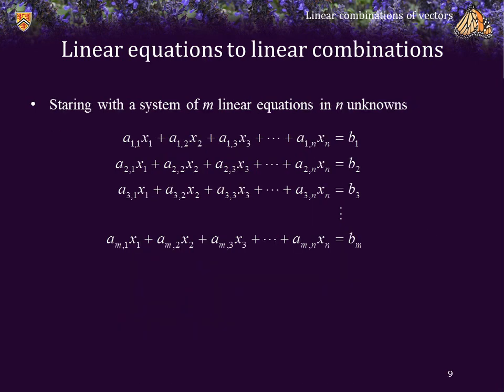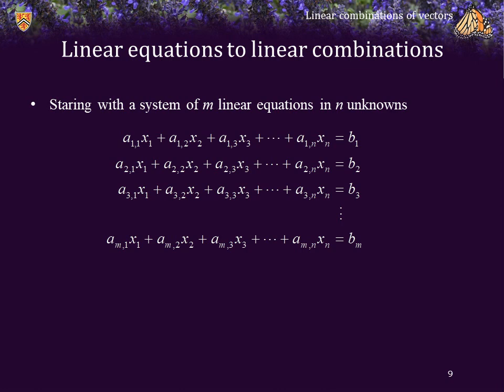Let's go the other way now. Let us start with a system of m linear equations in n unknowns, and let us show that this can be reinterpreted as finding a linear combination of n vectors equaling a target vector in R to the m. So, first of all, we have these m equations.